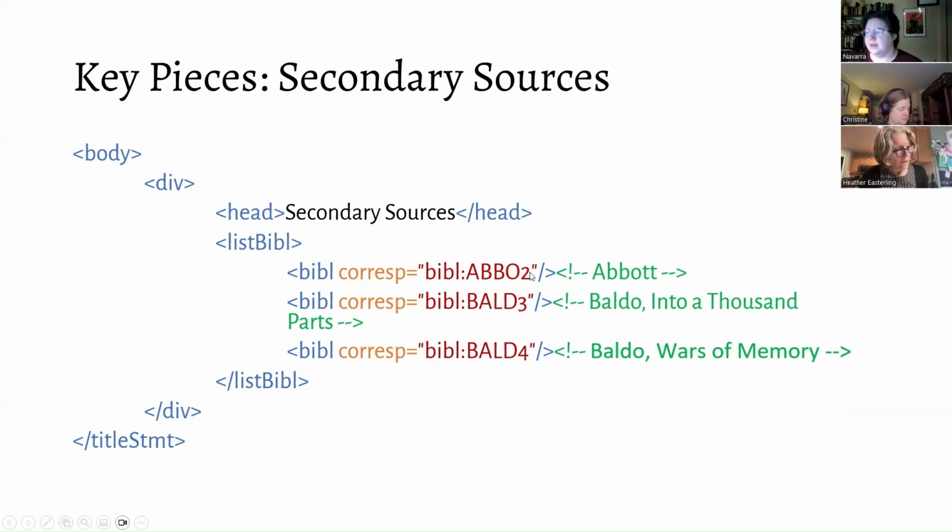So it begins with Abbott and then Baldo and then a different Baldo. And again, typically I would put the short title in there just to make it easier in case you wanted to cite a second Abbott later on.